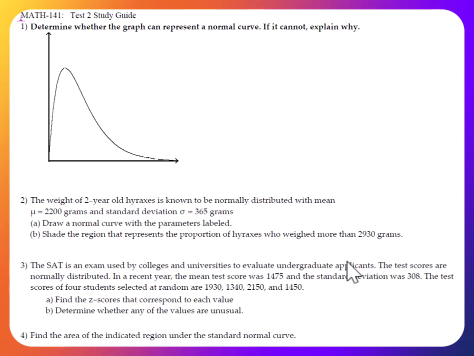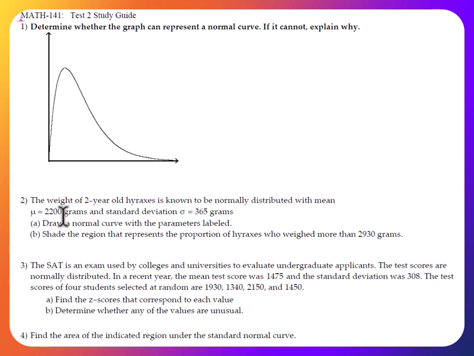Number one, determine whether the graph can represent a normal distribution, normal curve. You know that this one cannot represent a normal curve because a normal curve is supposed to be bell-shaped, and it does not start at zero. This one looks like it does start at zero. A normal curve has two tails that extend indefinitely, one to the right and one to the left.